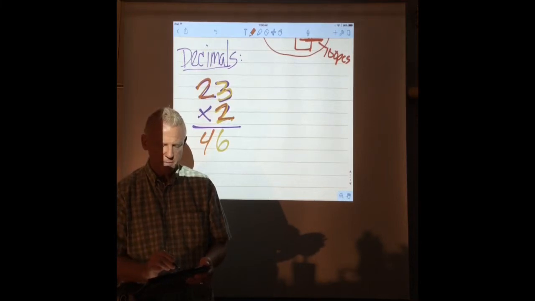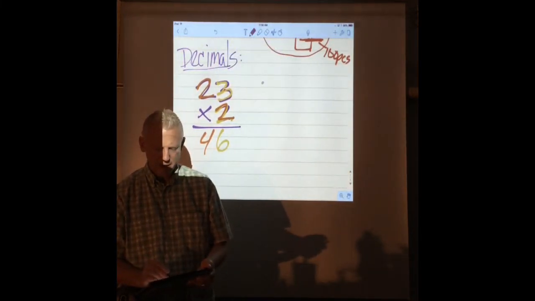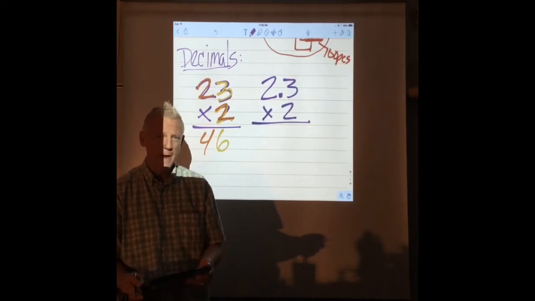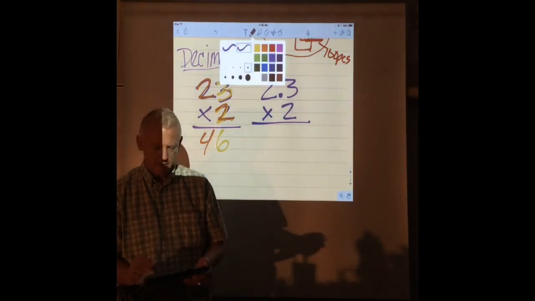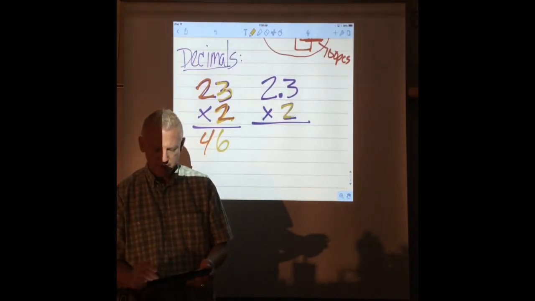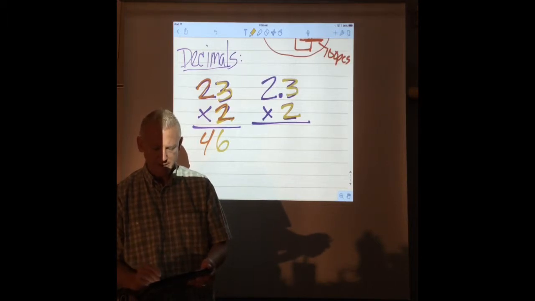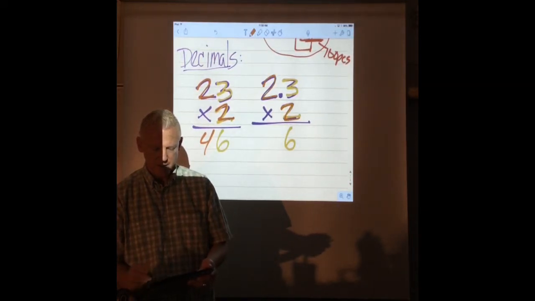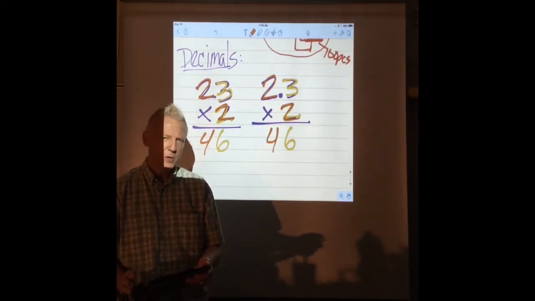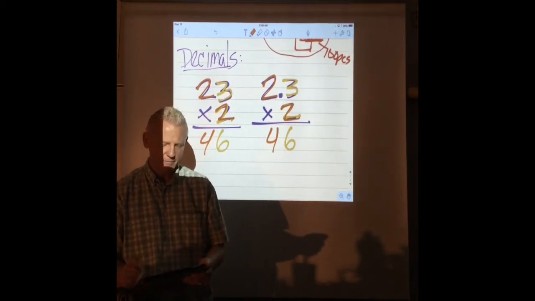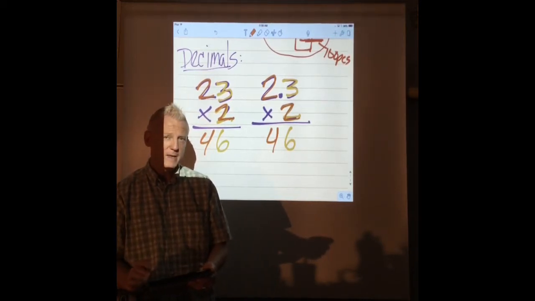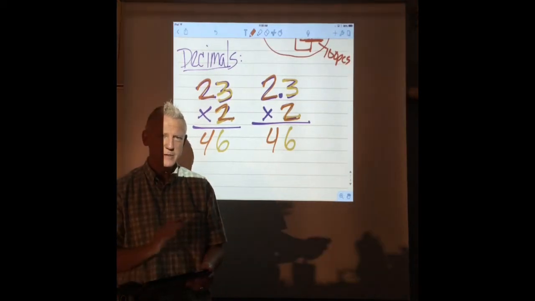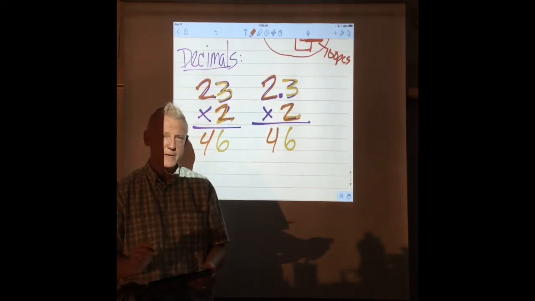Now let's change this problem slightly, shall we? Let's say we have 2.3 times 2. Okay? So let's start with doing our 2 times 3. 2 times 3 is 6. Now we're doing the 2 times 2, and that is 4. Now, don't worry about having a decimal in there. I know they're scary, but don't worry about it. Because this is the only time you deal with your decimal. We're just going to do our math as normal, like we just did. And we're not going to worry about the decimal until right now.